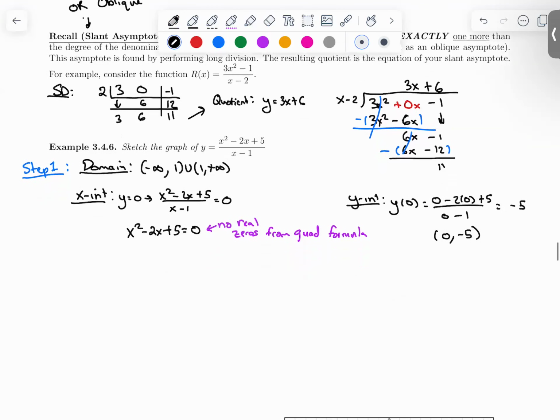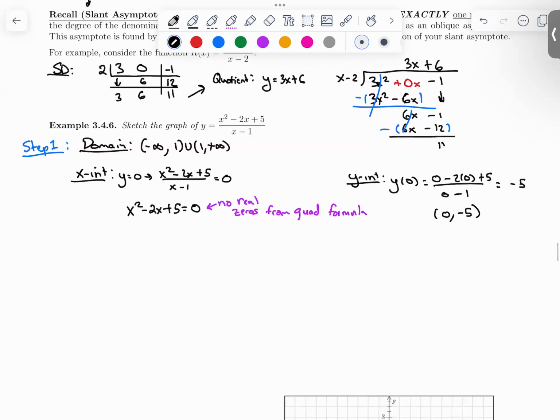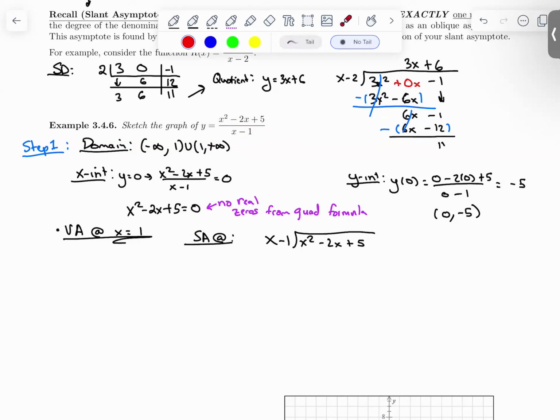Last but not least is to have a look at our asymptotes. So we have a VA at x equals 1 from setting the denominator equal to 0. And then because the degree of the numerator is 1 more than the degree of the denominator, we're going to have a slant asymptote. So we're going to do the work. We're going to do long division. So x minus 1 divided into x squared minus 2x plus 5. Now, granted, you can also use synthetic division because the denominator is of the form x minus c, but I'm just going to do it this way since this is more applicable to any situation.